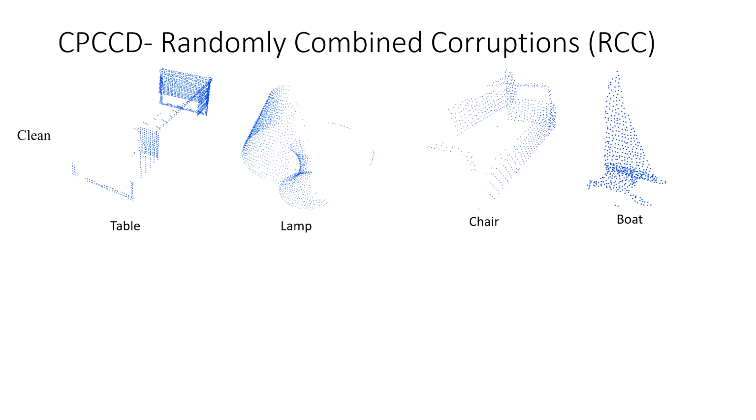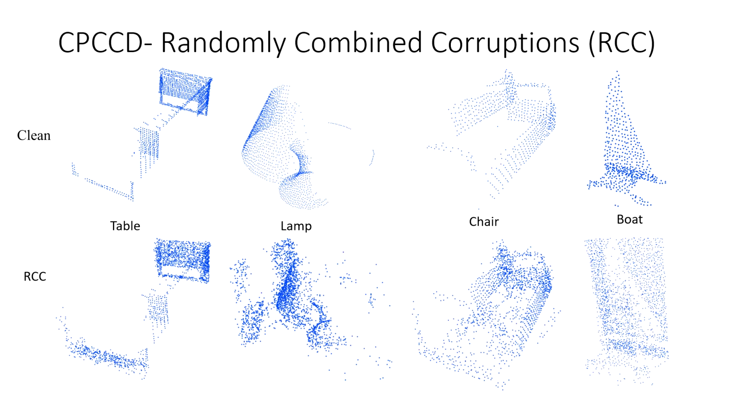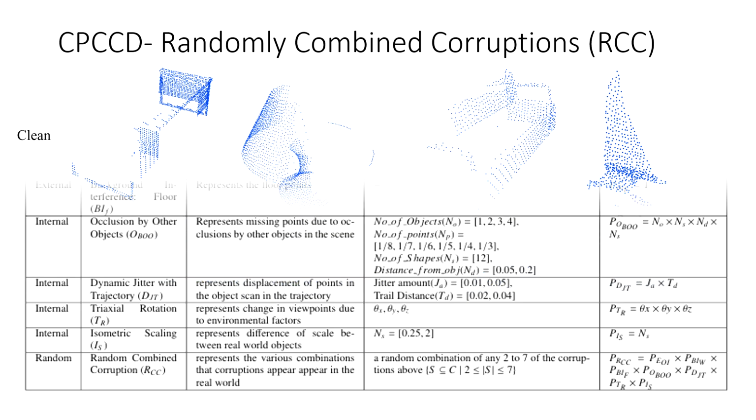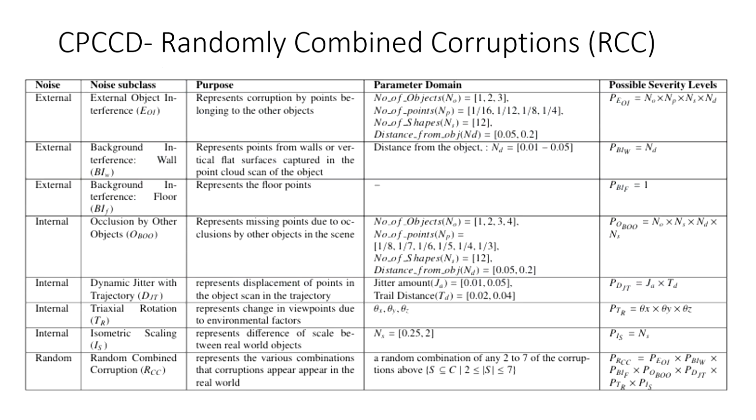One thing that makes CPCCD different from other robustness datasets in point cloud object detection and segmentation tasks mentioned above is that instead of a set level of perturbations, we have used a range of millions of combinations of the parameters in which these corruptions can appear, because we are trying to simulate the randomness of real-world point clouds.